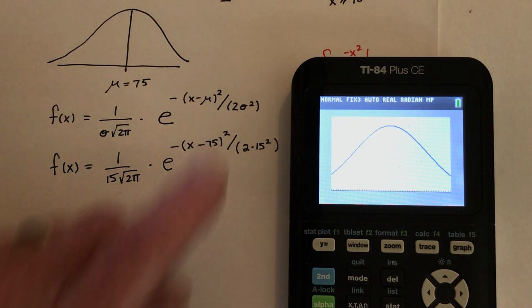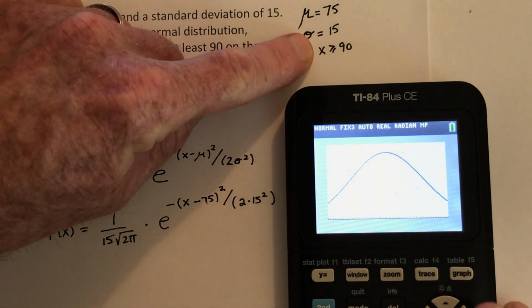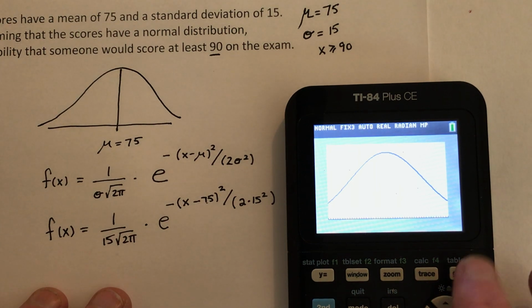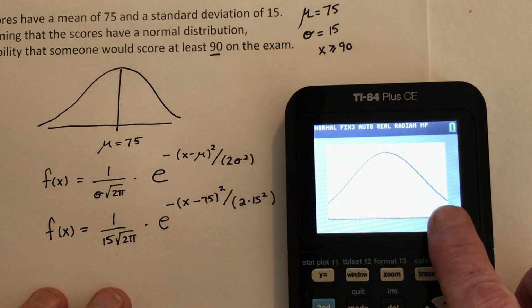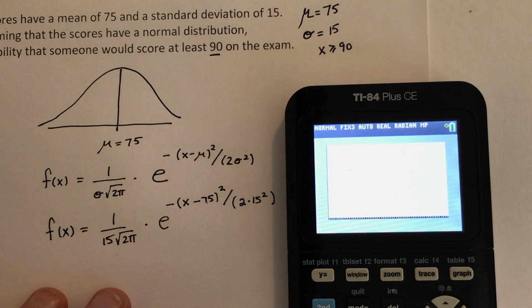And then the question said, right here, that it's at least a 90. So we need to integrate from 90 to forever. Well, right now, I think I only have it going out to something like 100. So if I'm going to go from 90 to forever, then I'll just put a bigger number. Like, what if you go 0 to 200? And then there's the normal distribution.